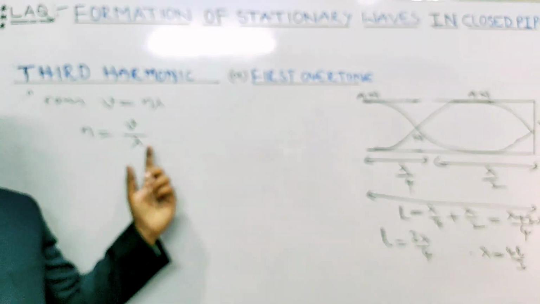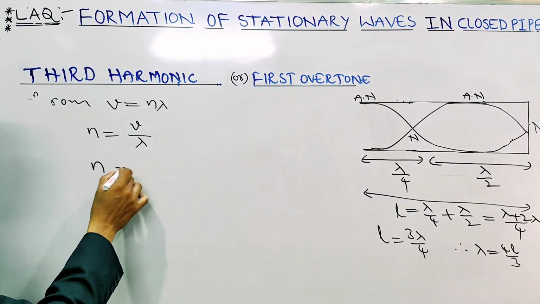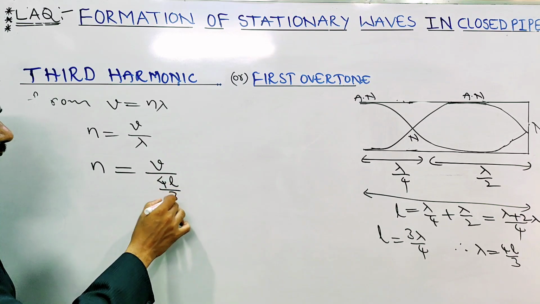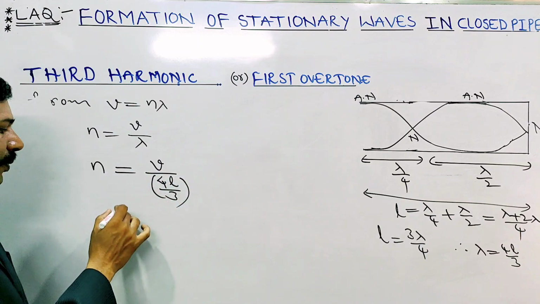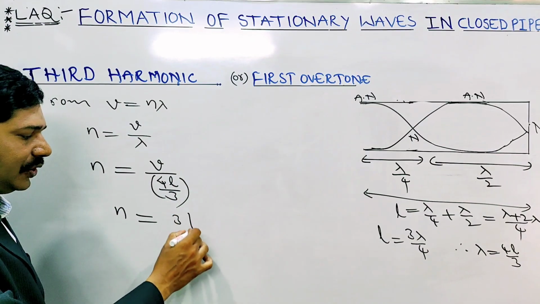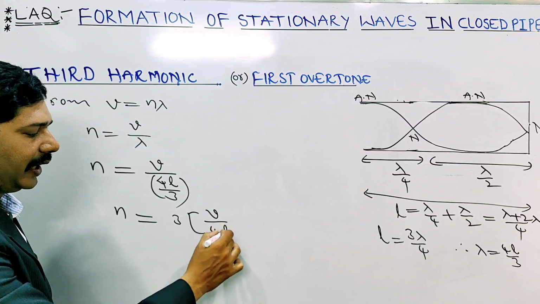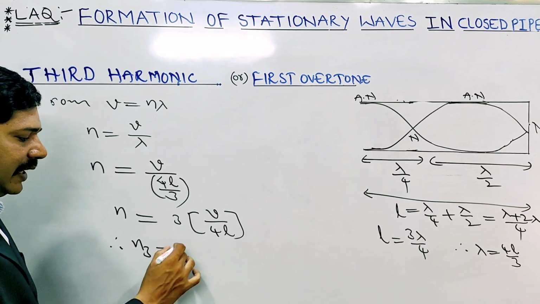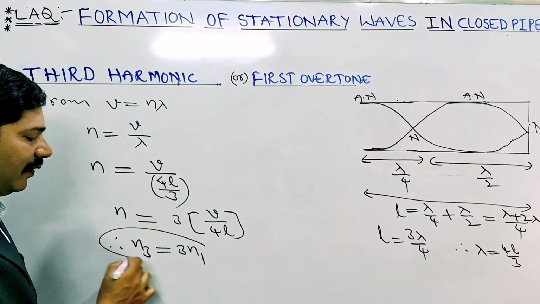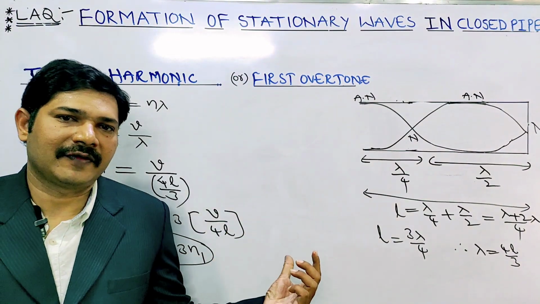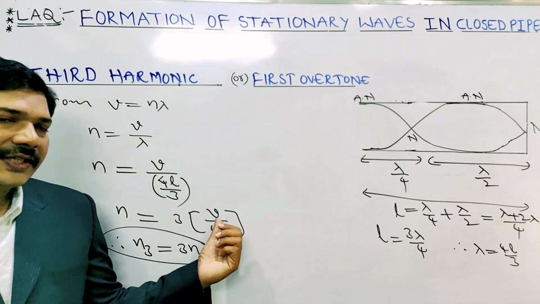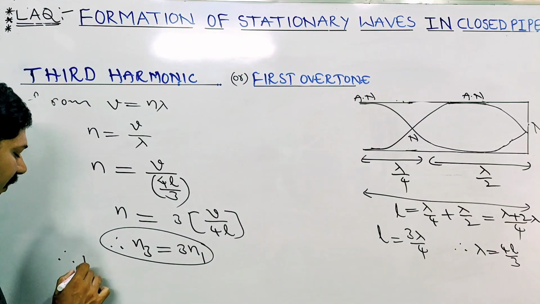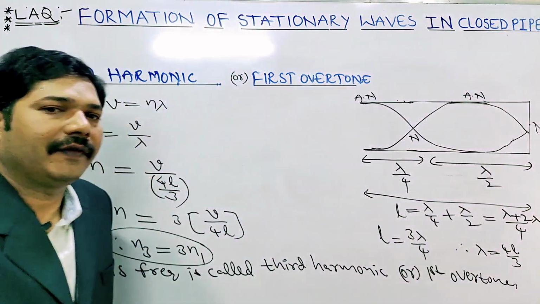Here from V equal to N lambda formula, N equal to V by lambda. Substituting the value of lambda as 4L by 3, this 3 is sent to the numerator, N equal to 3 into V by 4L. Therefore, this frequency N3 equal to 3N1. Why N1 here? N1 is the fundamental frequency in a closed pipe, that is V by 4L. Therefore, this frequency is called third harmonic or first overtone.